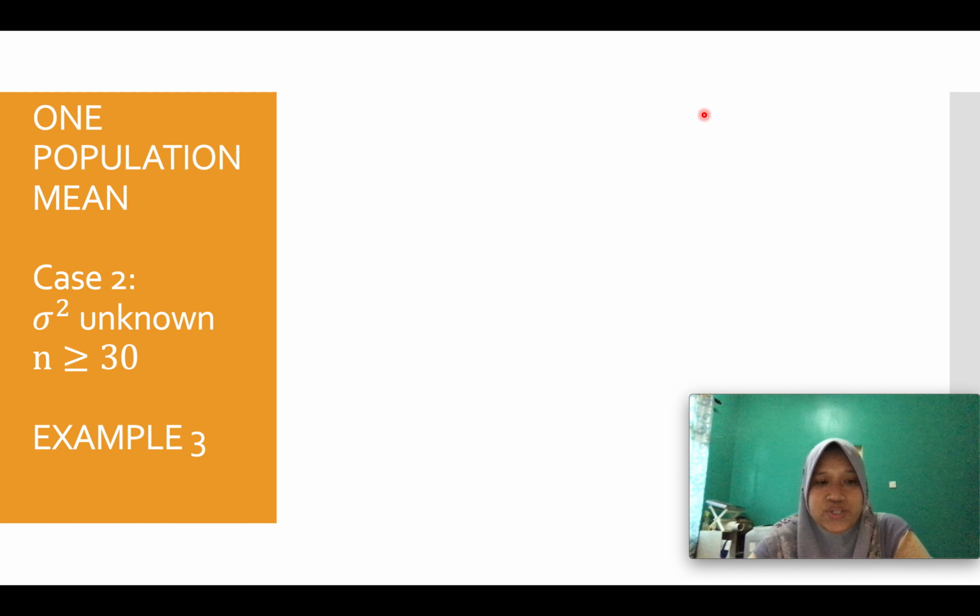Okay, now let's take a look into case number 2. Okay, sigma square unknown and n is large, which is greater than 30, which is example 3 lah. Okay, so nanti awak kena solvekan example 2. Okay, later on I will give the full solution. Okay, now let's take a look into example 3, which is referring to case number 2. So the formula is given by x bar plus minus z alpha over 2 times s over square root n.